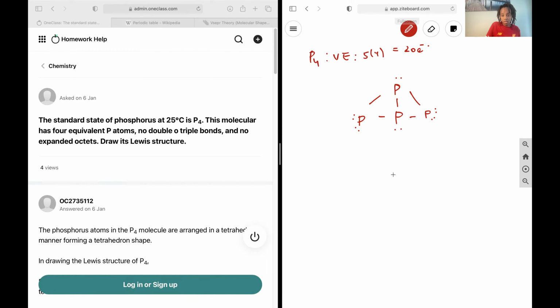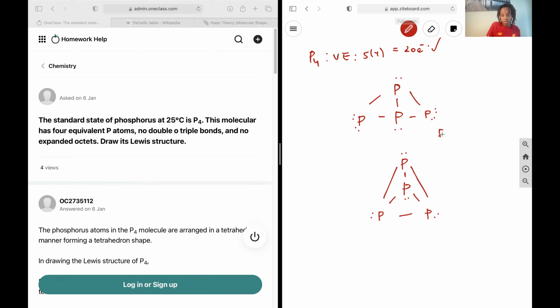And we're going to have to rewrite it to do that so it's a bit clearer. Because remember, we can't have any expanded octets and we can't have any double or triple bonds. And so now instead we have this looking structure with 1 bond between all of the phosphorus. And so this one has now made 3 bonds too. So it has 1 lone pair, 1 lone pair, 1 lone pair, 1 lone pair. Again, we count 2, 4, 6, 8, 10, 12, 14, 16, 18, 20. So our valence electrons are all taken care of.